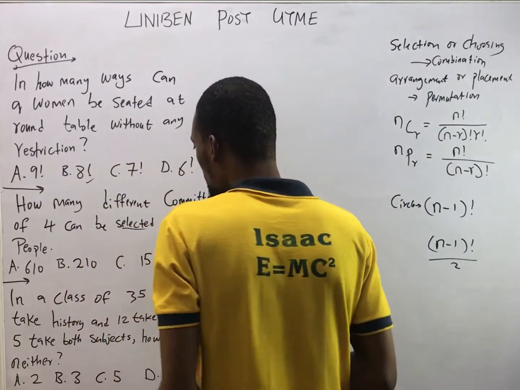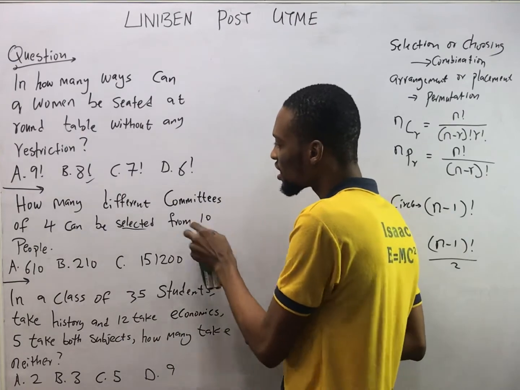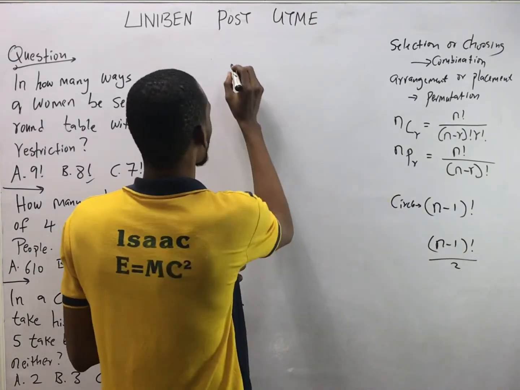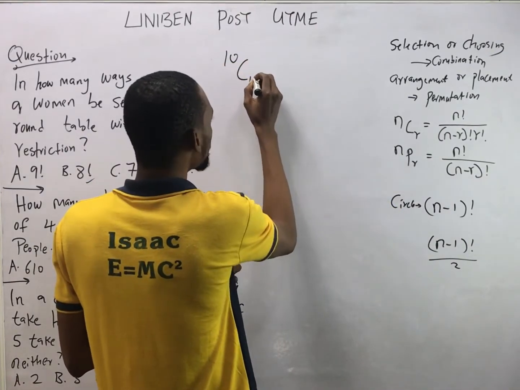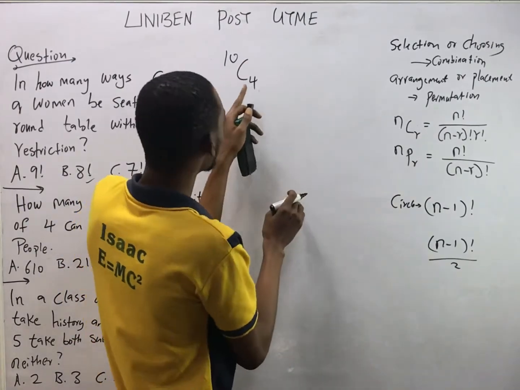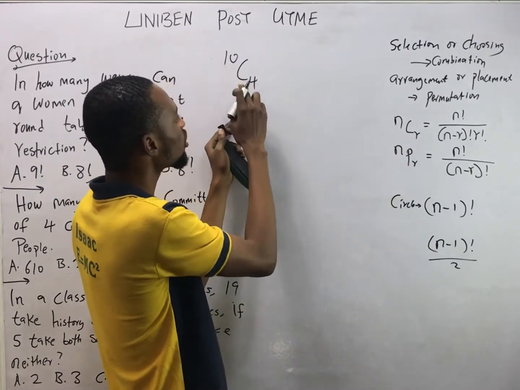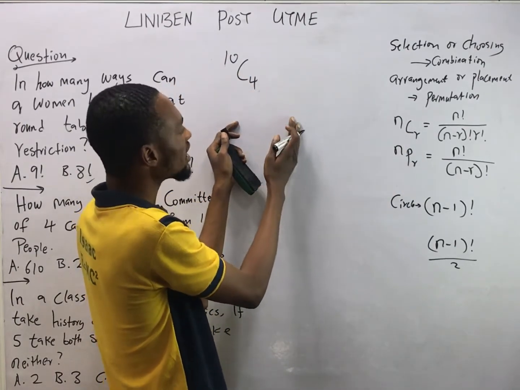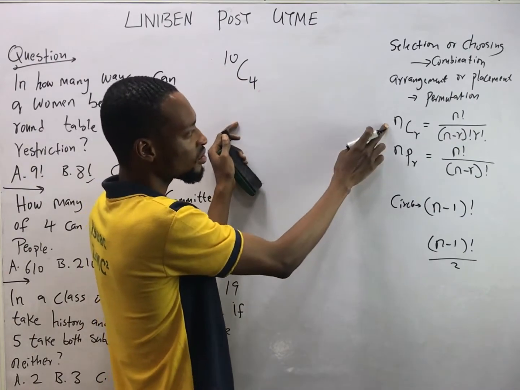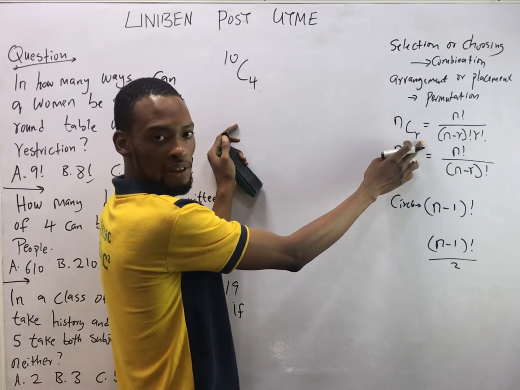So we are choosing 4 out of 10. So this is 10, this is 4. In that case, we are having 10 combination 4. So this is the bigger one and this is the smaller one. And compare this to N combination R, 10 combination 4. So this implies that this 10 is taking the place of N, right? Then this 4 is taking the place of R, right?